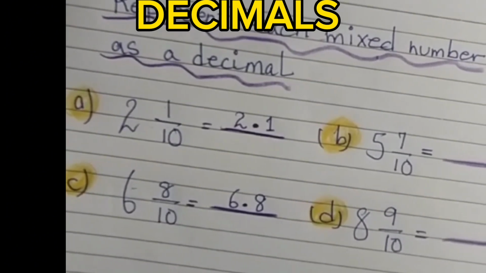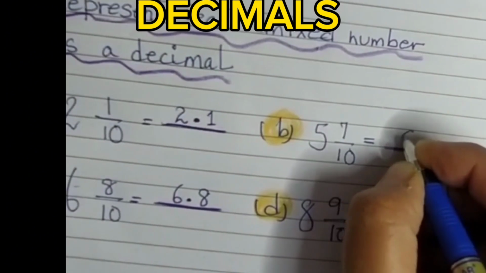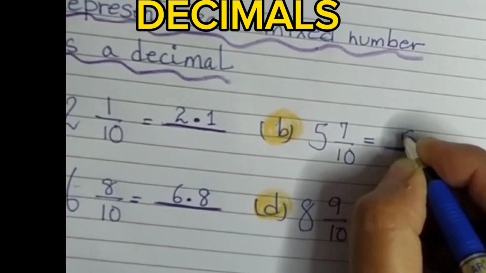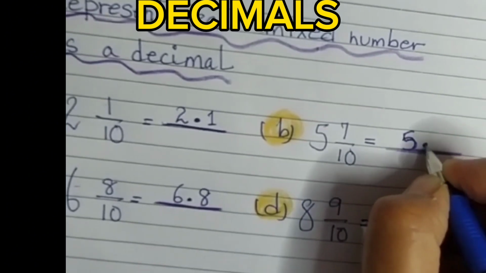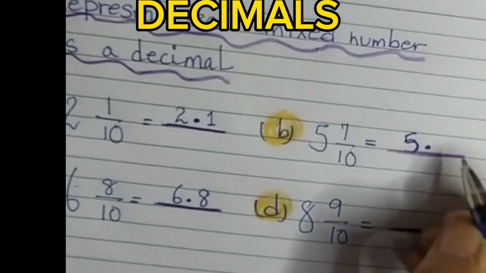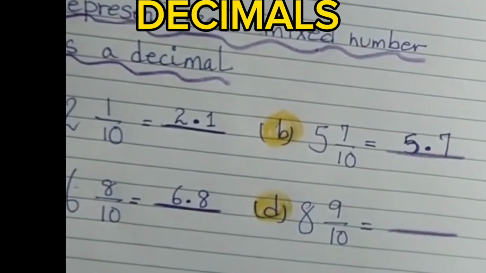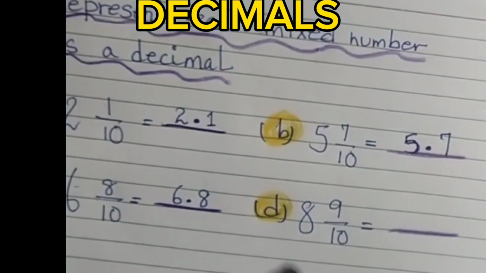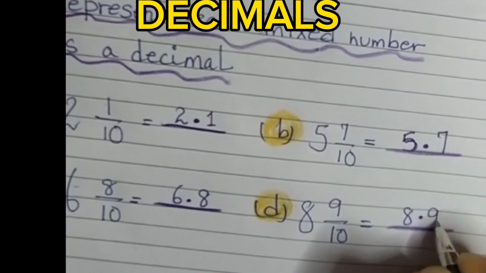Let's do the B part. 5 whole 7 upon 10. So what do you think you're going to write down here? 5 is the whole number, which is going to come before the decimal point, and your 7 comes here. Okay, and if I do the last one, the answer would be 8.9.